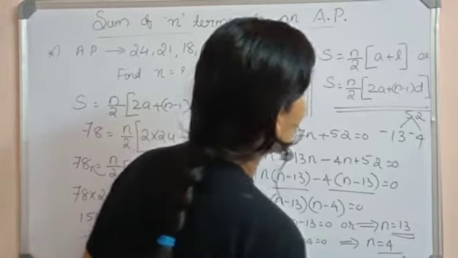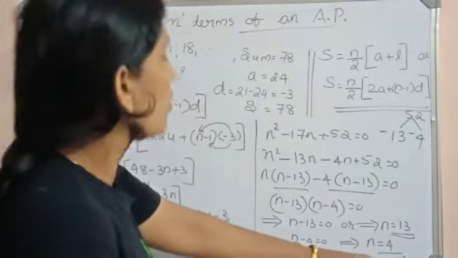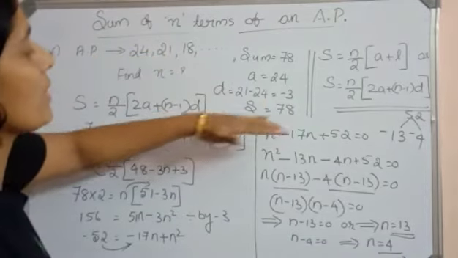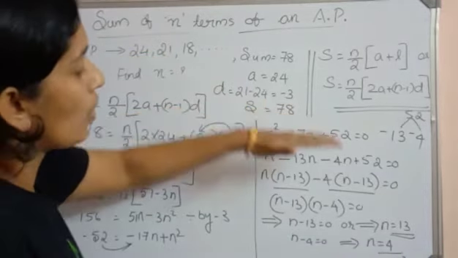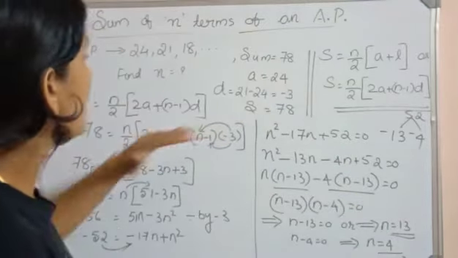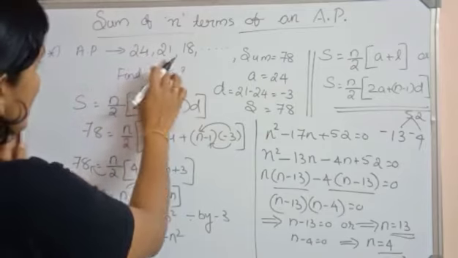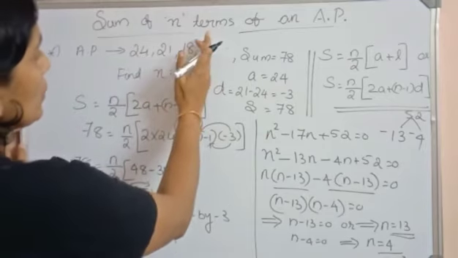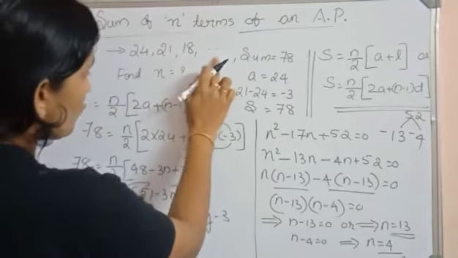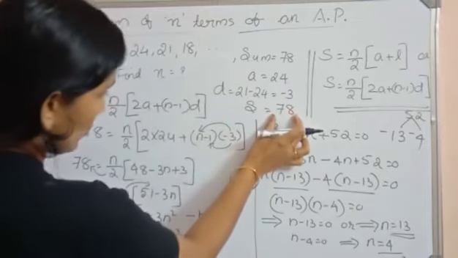So we can say that when n is 4, that means when this particular AP has only 4 terms, then also you will get the sum as 78, or when there are 13 terms also, you will get the sum as 78. If you look at this question itself, we can understand when you write one more term here, that term will be 15, and when you add all the 4 terms, you will get 78 as your sum.